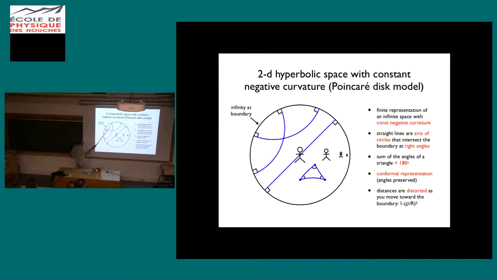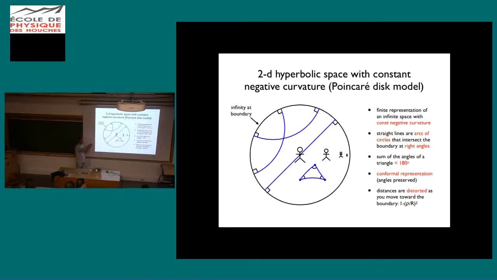It turns out that straight lines in the constant negative curvature two-dimensional space are represented in this particular representation by arcs of circles that intersect the boundary at right angles, the boundary representing infinity. So the space with constant negative curvature is infinite in extent, but this representation, called the Poincaré disk model, represents it as a finite disk, where infinity is represented by the boundary of the disk, and the straight lines in the space are given by arcs of circles that intersect it at right angles.